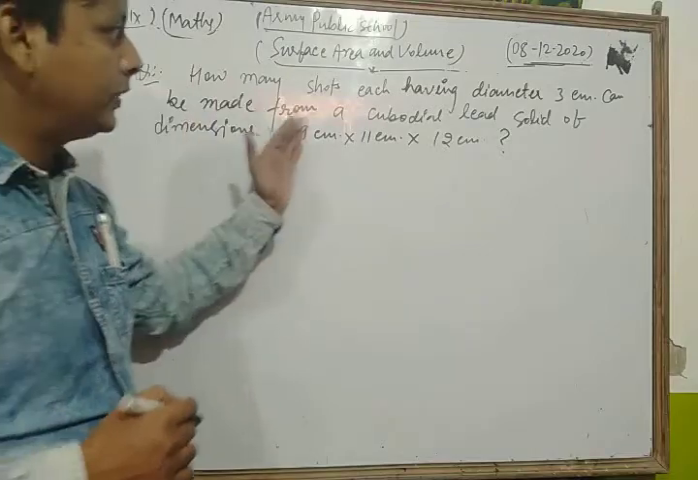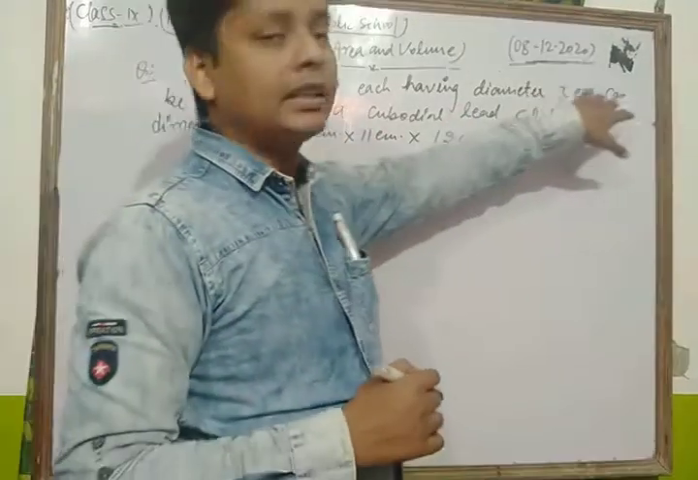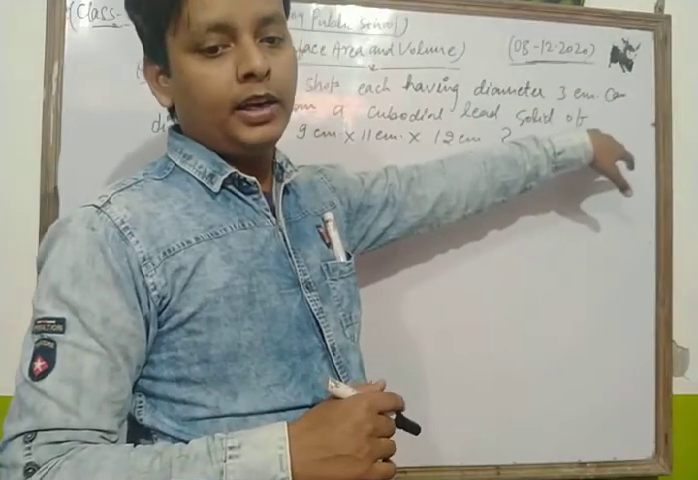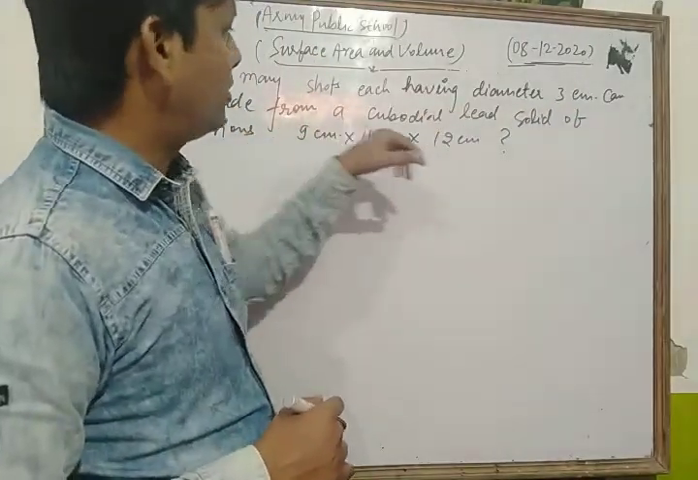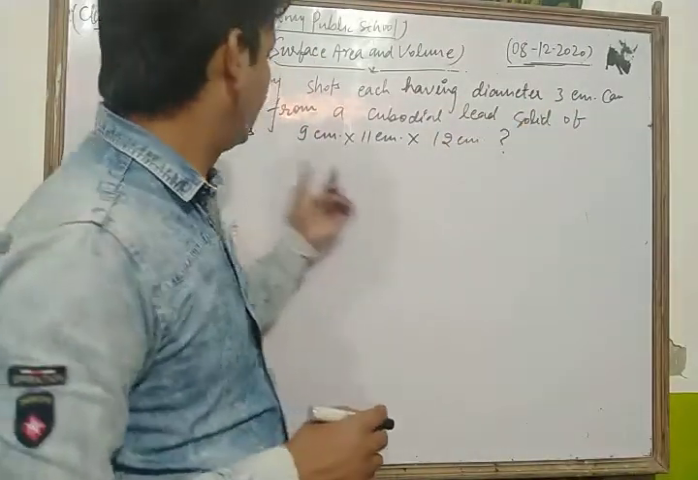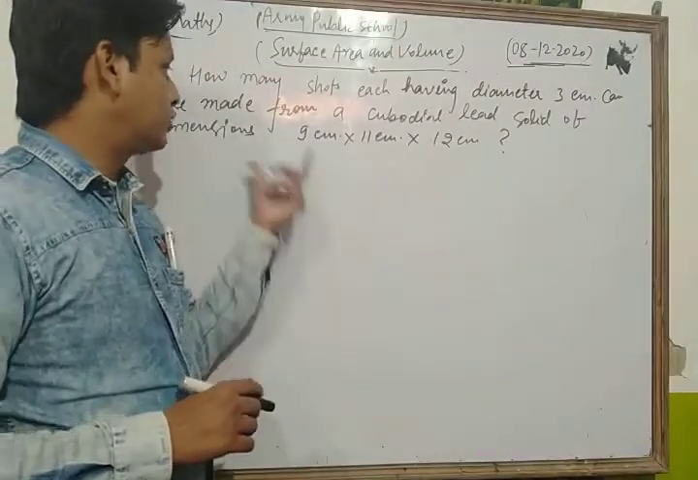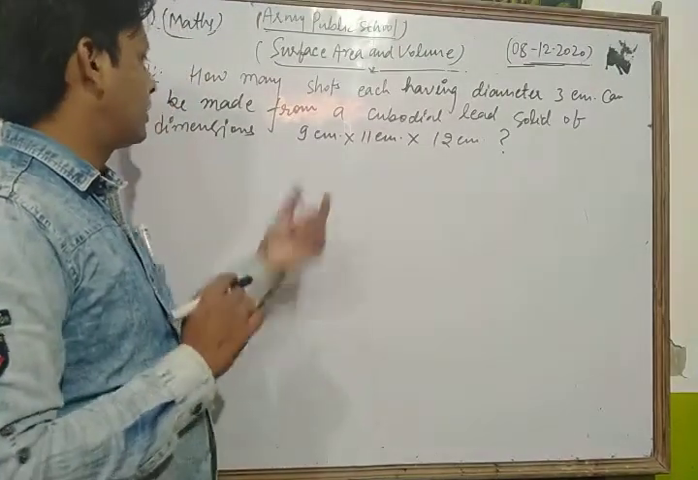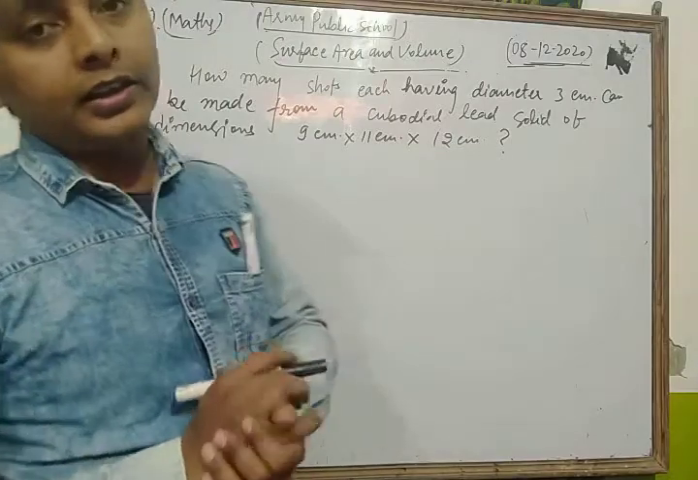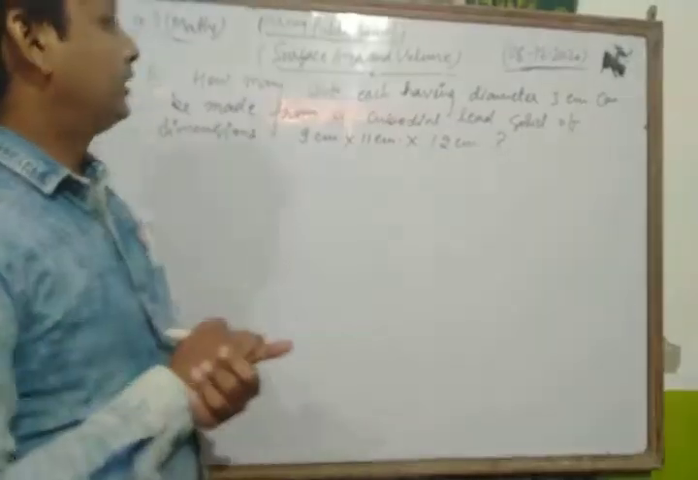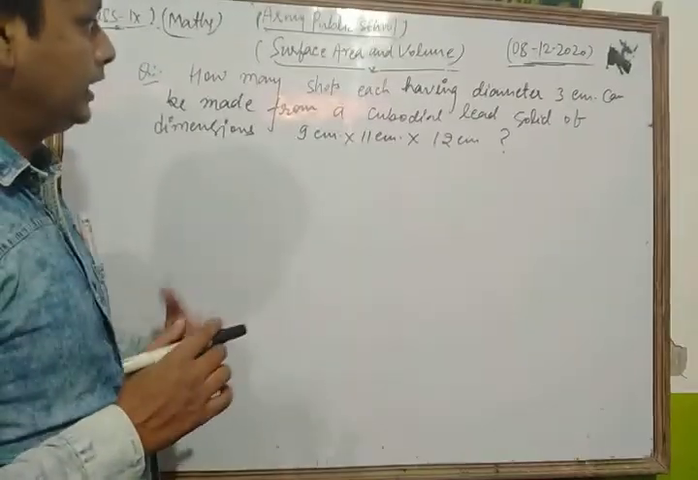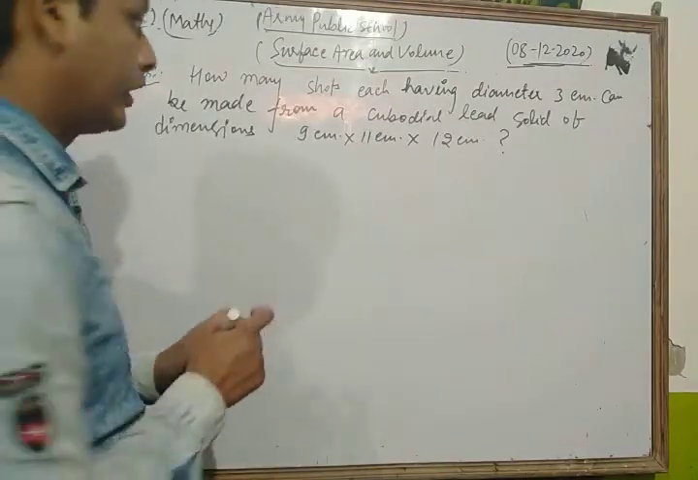Let's see how many shots each of diameter 3 centimeter can be made from a cuboidal lead solid of these dimensions. Thus dear student, what is the method to solve that type of question? Let the number of shots be n. Okay, let's see.